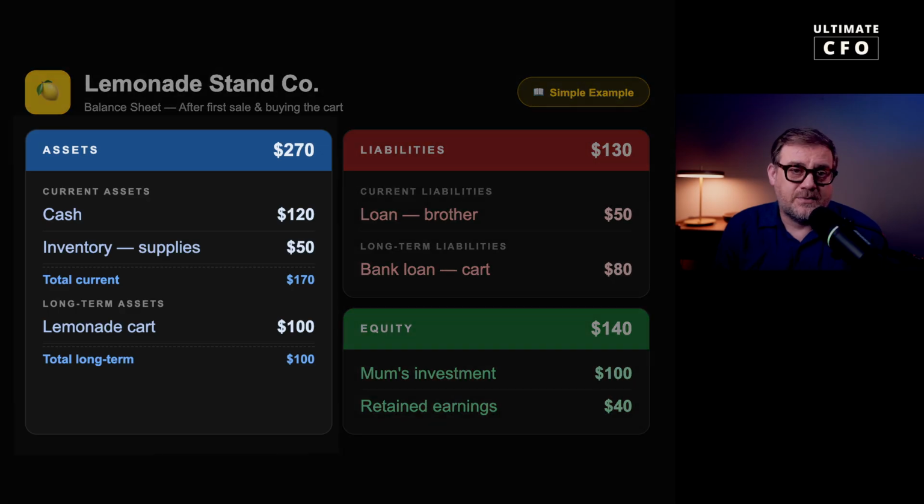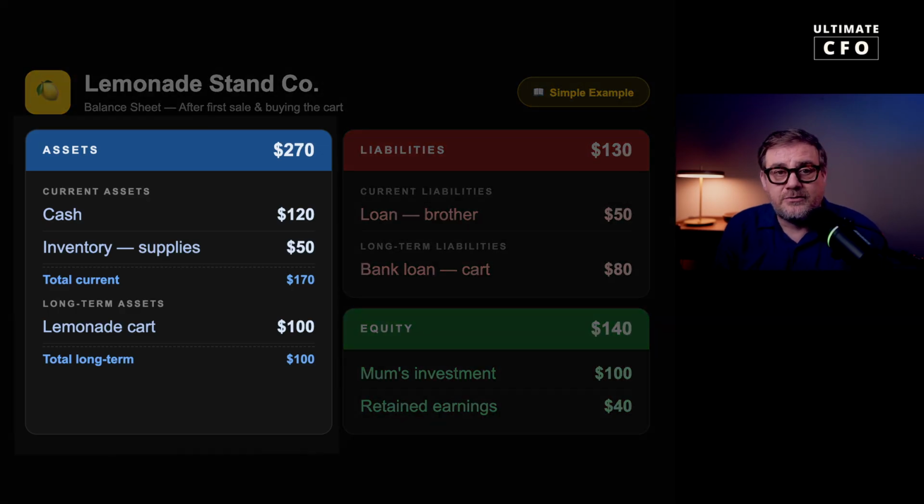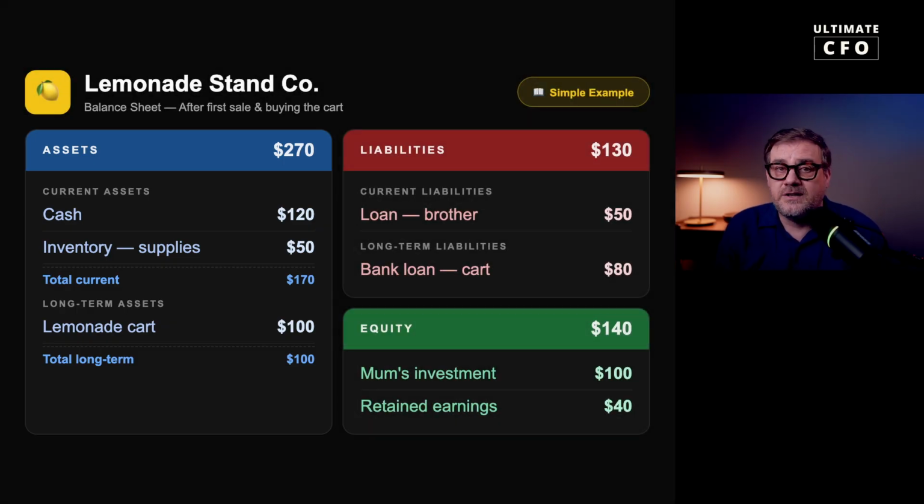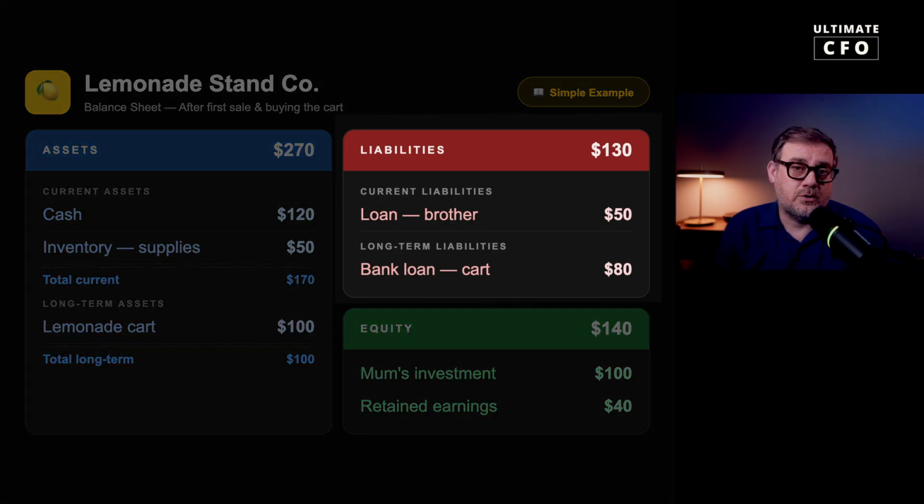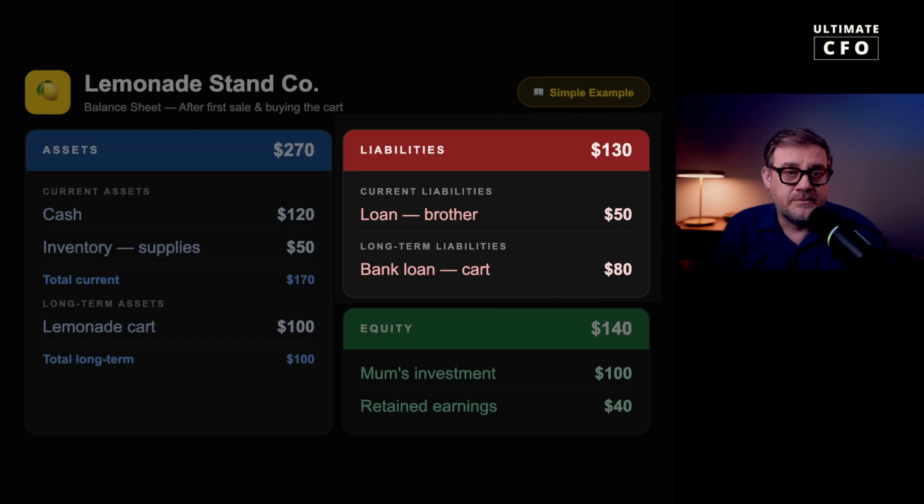First, assets. Cash, after the transaction that we've made, we now have $120 in cash. We also have $50 of supplies, so these are the lemons that we've just bought and other supplies. We have our lemon cart, which is worth $100, which brings us to a total of $270 asset value. On the liability side, what do we have? We have our brother's loan, $50. We have the bank loan of $80, which gives us a total of $130 in liability.